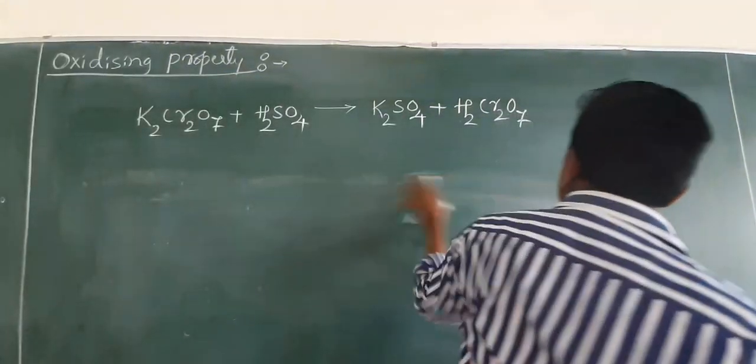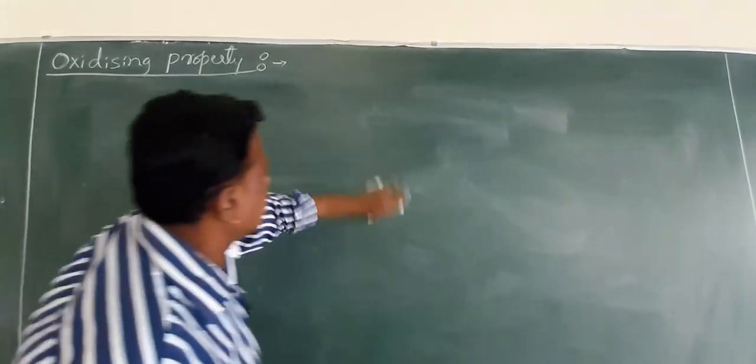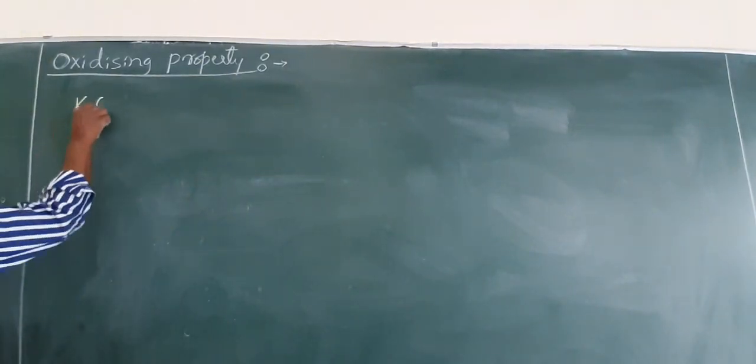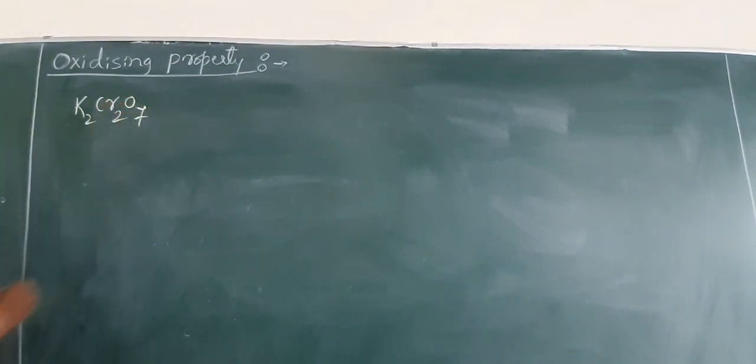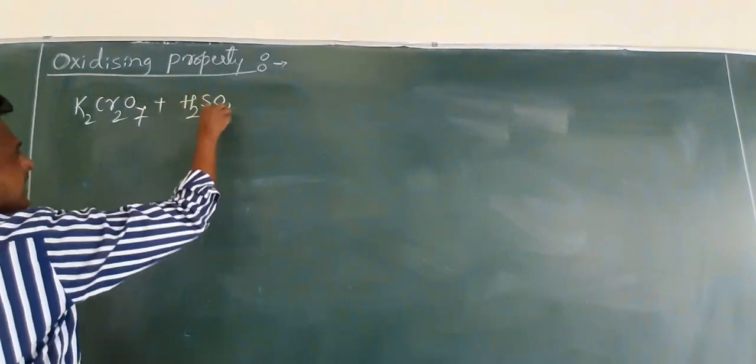If you want to know how this oxidation takes place in sulfuric acid, it is a very interesting reaction, friends, to consider. K2Cr2O7, potassium dichromate, reacts with sulfuric acid.